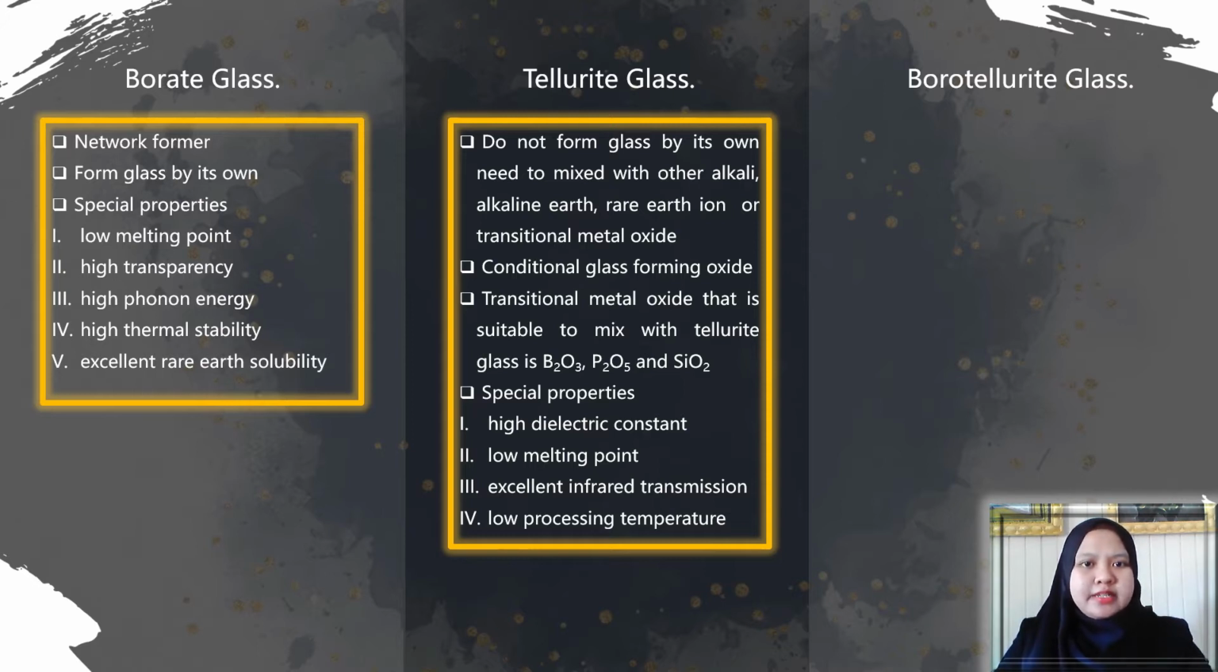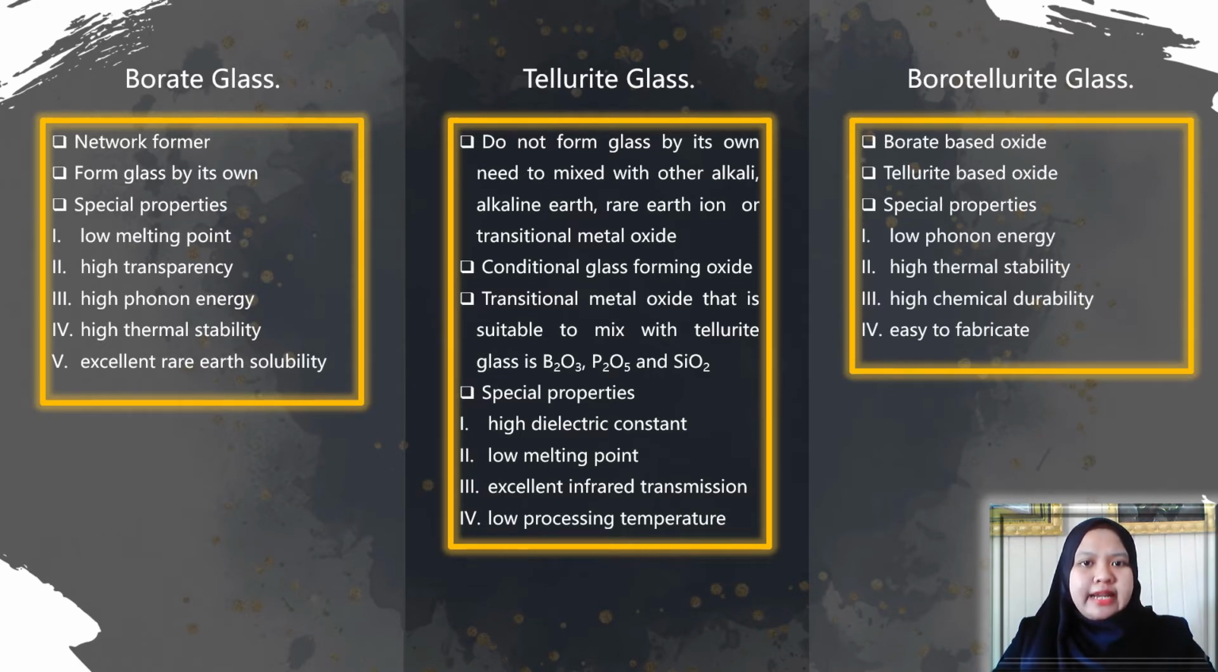low processing temperature. Borotellurite glass can be divided into borate-based oxide and tellurite-based oxide, where both of these oxides have many properties that make it have a wide range of technological purpose because they have a special structure like low photon energy, high thermal stability, high chemical durability, and easy to fabricate.